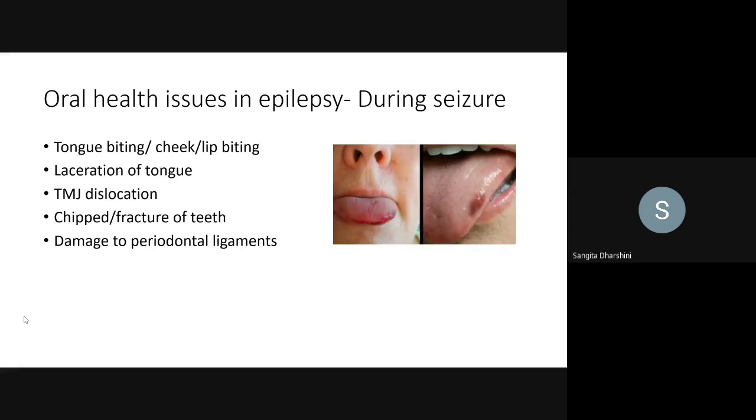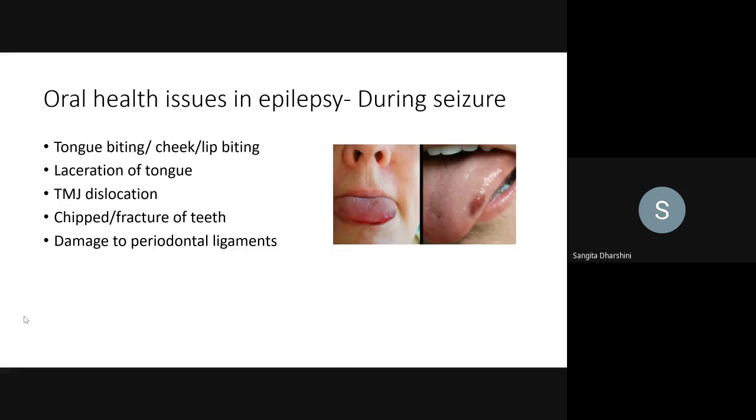TMJ dislocation, especially if the parents try to restrain the seizure. So I generally tell them, do not restrain the seizure. Do not put your finger in the child's mouth. Parents try to stop the seizure because they're worried about the clenching, so sometimes instead of tongue biting, you get the caregiver's finger being bitten, and sometimes they put a spoon in and various metals. So this can cause a lot of trauma to the oral cavity. And in very significant cases, patients can even get damage to the ligaments in the oral cavity.